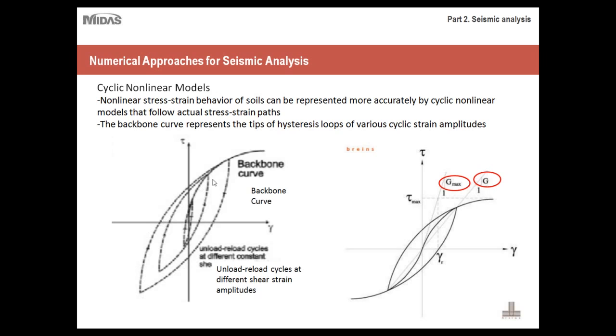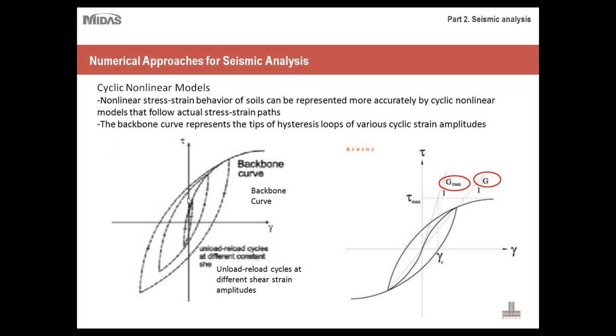So here, this outside loop seems very familiar because it's related directly to your equivalent linear model. But the main difference is that the cyclic nonlinear model takes this loop into account as well as several other amplitude loops. So for example, for the first second of your seismic loading, your stress-strain behavior will be something like this.